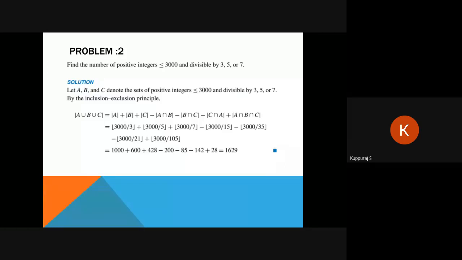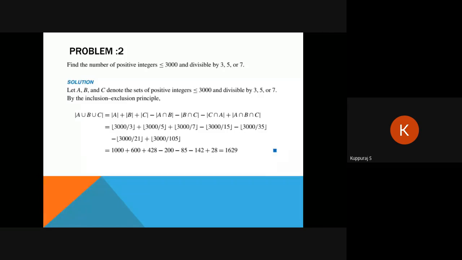So at this stage you are able to find 3 values. For the next one, just find the value of 3000 by 5. After that, find the value of 3000 by 35. That is 3000 by 5, and again apply divided by 7. You will get 3000 divided by 35.